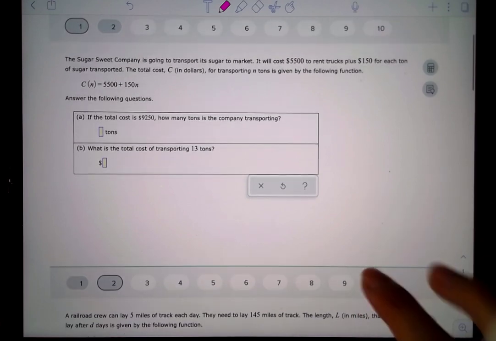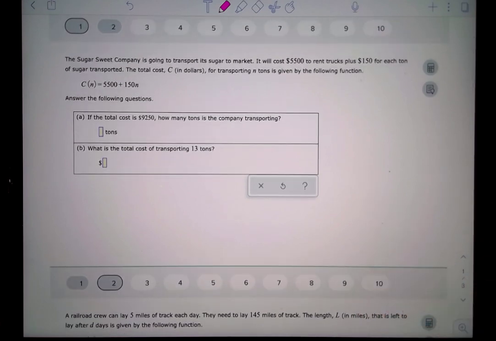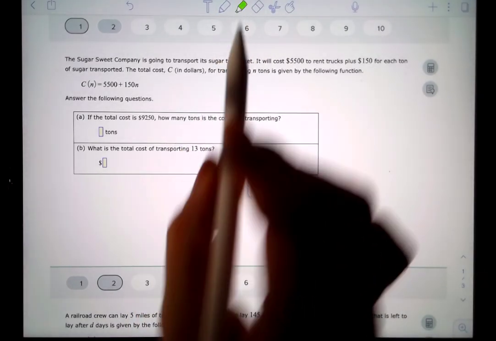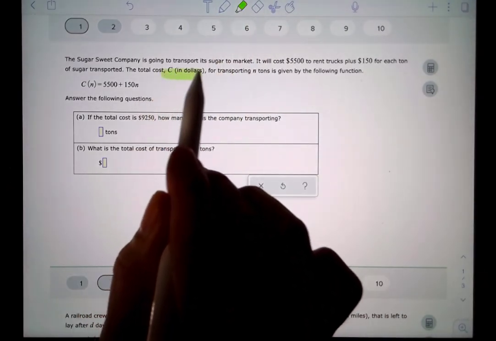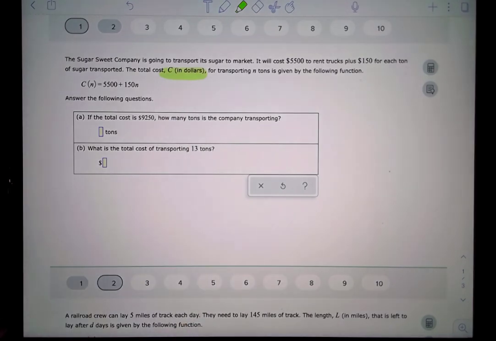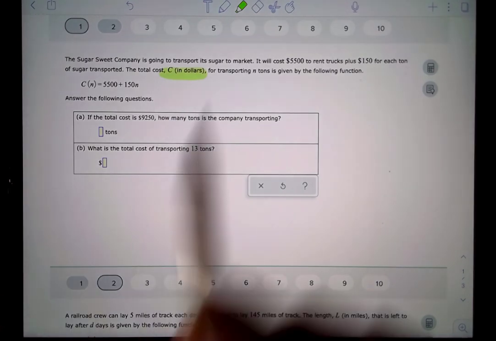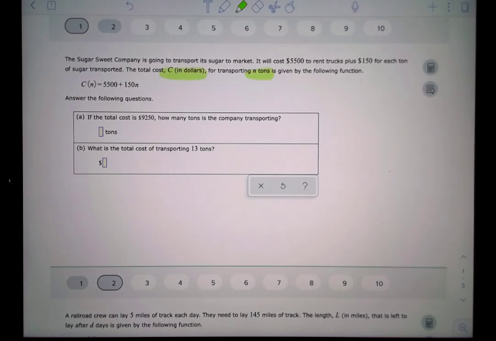Number 1: The Sugar Sweet company is going to transport its sugar to market. It will cost $5,500 to rent trucks plus $150 for each ton of sugar transported. The cost C in dollars for transporting n tons is given by the following function.